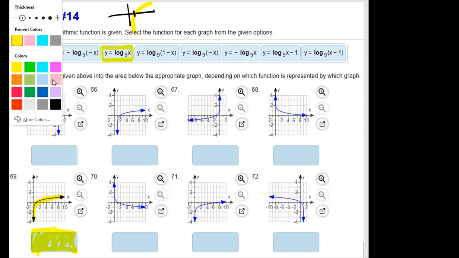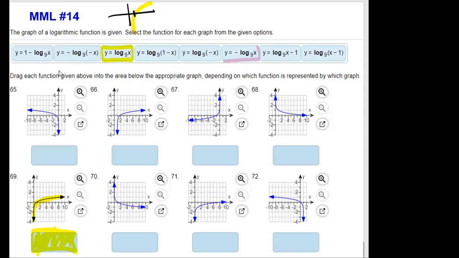What would I choose next? I'd probably grab this one. This one says negative log base 9 of x. If you put a negative in front of the function, it's going to flip it around the x-axis. So this yellow graph is going to flip and do that. So I'm looking for that one, and it still has to go through (1, 0). And that ends up being, where was my number 2? Oh, it's right next to it. It's this one here.